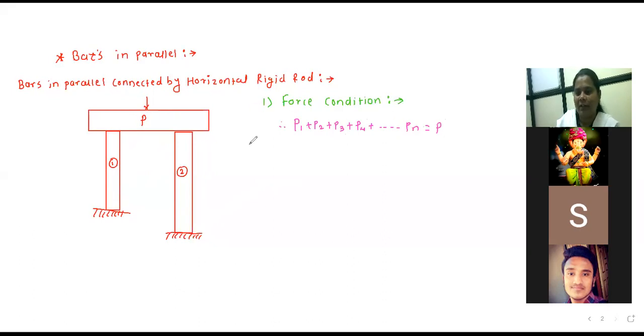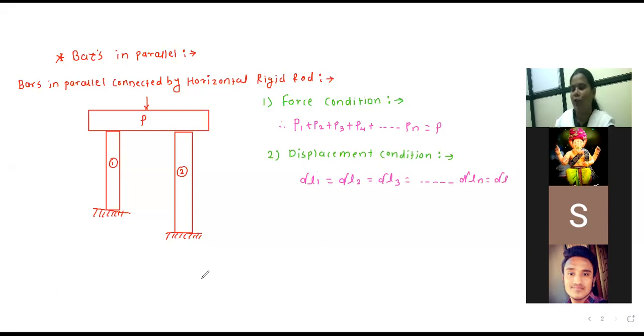And the second condition is the displacement condition. In the displacement condition, the change in length del L1 is equal to the change in length in the second rod, which is equal to the change in length in the third rod, which is equal to ... del Ln, which is equal to del L. That is the total change in length.